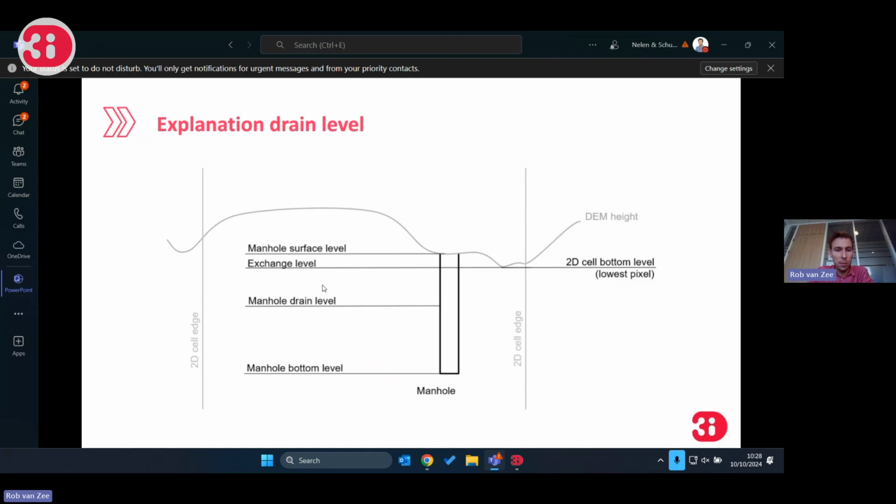But what's happening now, the manhole drain level is lying below the lowest 2D bottom level, below the lowest pixel. And then 3Di is doing something smart. It doesn't actually look at, okay, what is the lowest drain level? What's the value of the drain level? But it's looking, okay, what's the lowest pixel? And then it makes a new sort of drain level, which we call exchange level. And this is actually the level where the 1D and the 2D connect.